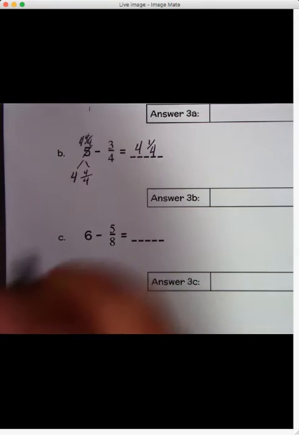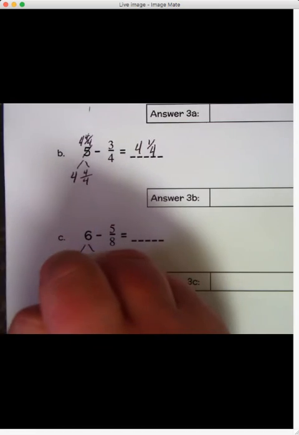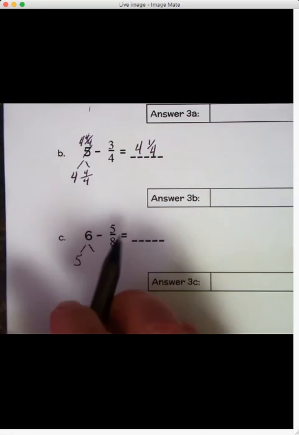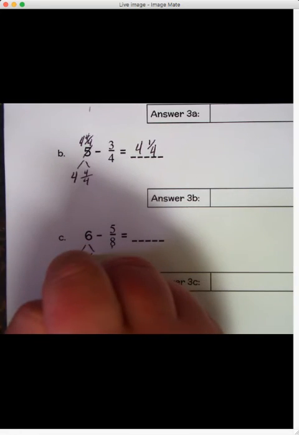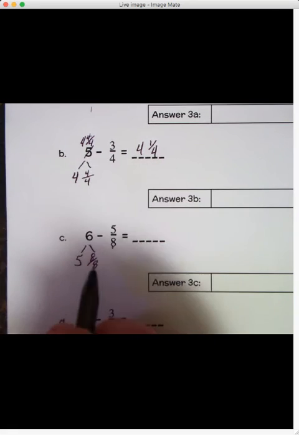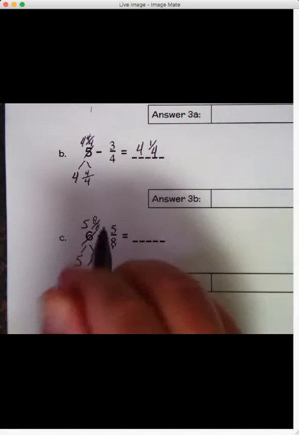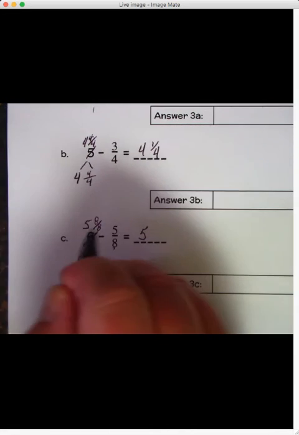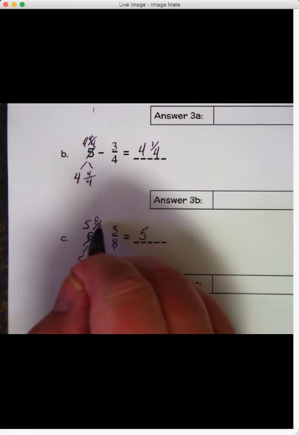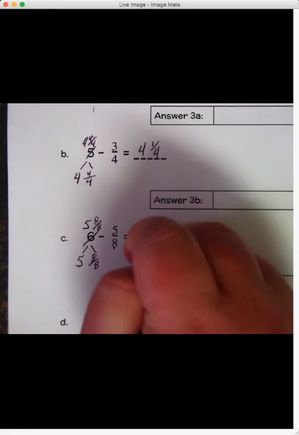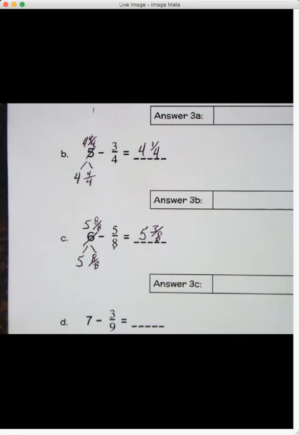6 minus 5/8, decompose it. That's going to be 5. We've got to do 8s this time. So 8/8 would be 1. 5 plus 1 is 6. So this changes into 5 and 8/8. Put our 5 down because we're not subtracting any whole numbers. Now we're just subtracting 8/8 minus 5/8, and that would give us 3/8.